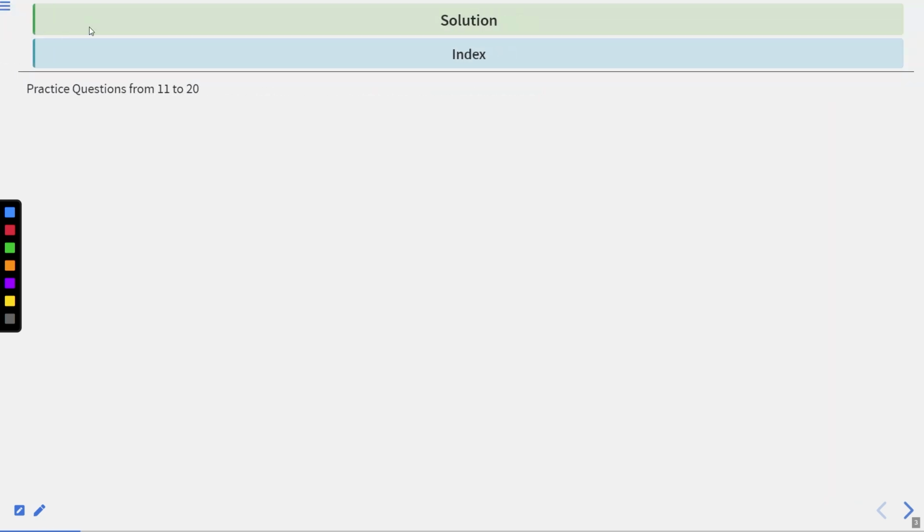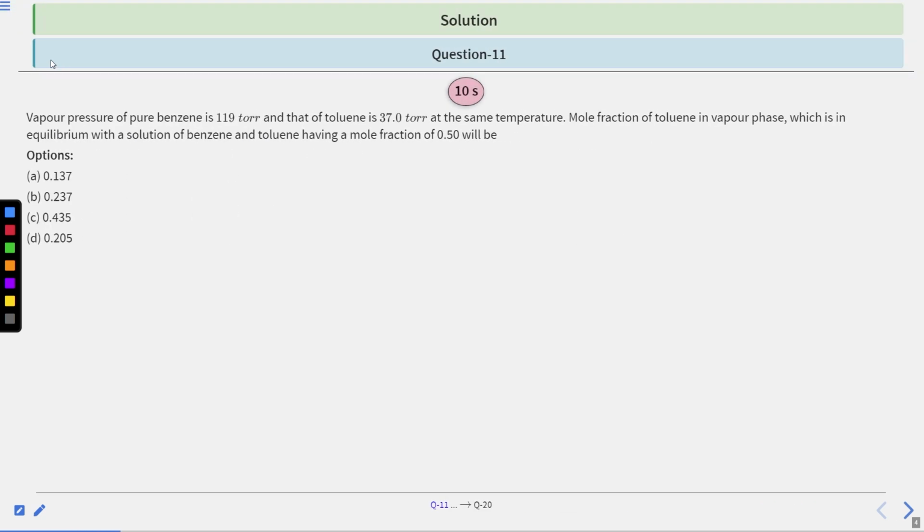Let's start with our index slide. So we are going to see some practice questions from question 11 to question 20. Let's start with question number 11.